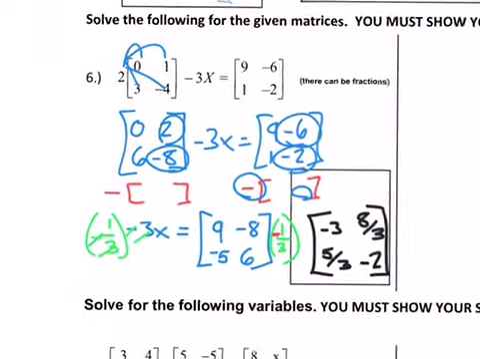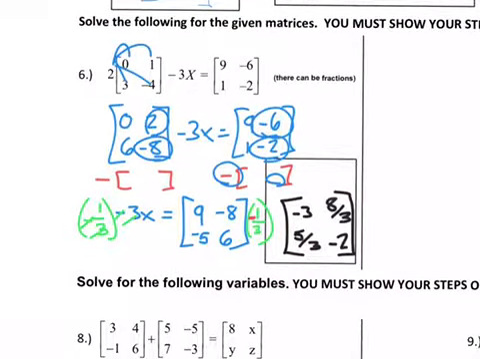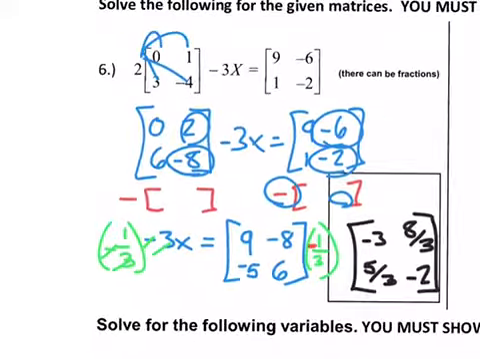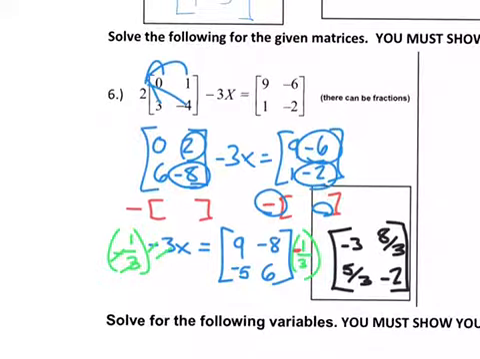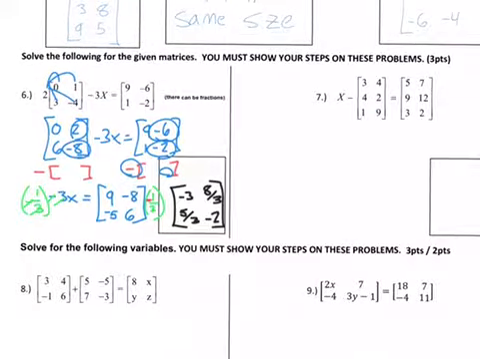Alright, so take these step by step. Try to save multiplying everybody on both sides until the end. Go ahead and multiply that scalar in. That's going to be easier than multiplying everybody by 1/2.